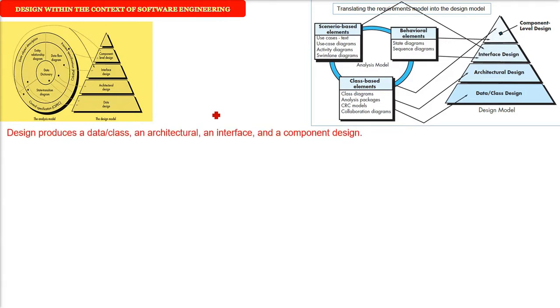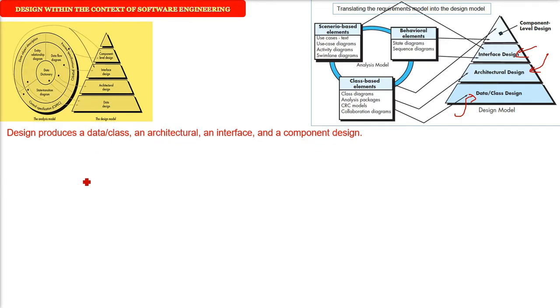So as I said, design will do what? Design will produce data structure, class, and architecture, and interface, the component design. So this is a triangle what you see here. The design will produce all these: component level design, interface design, architectural design, and the data class design. So the input is of course the requirement engineering and the requirement model.